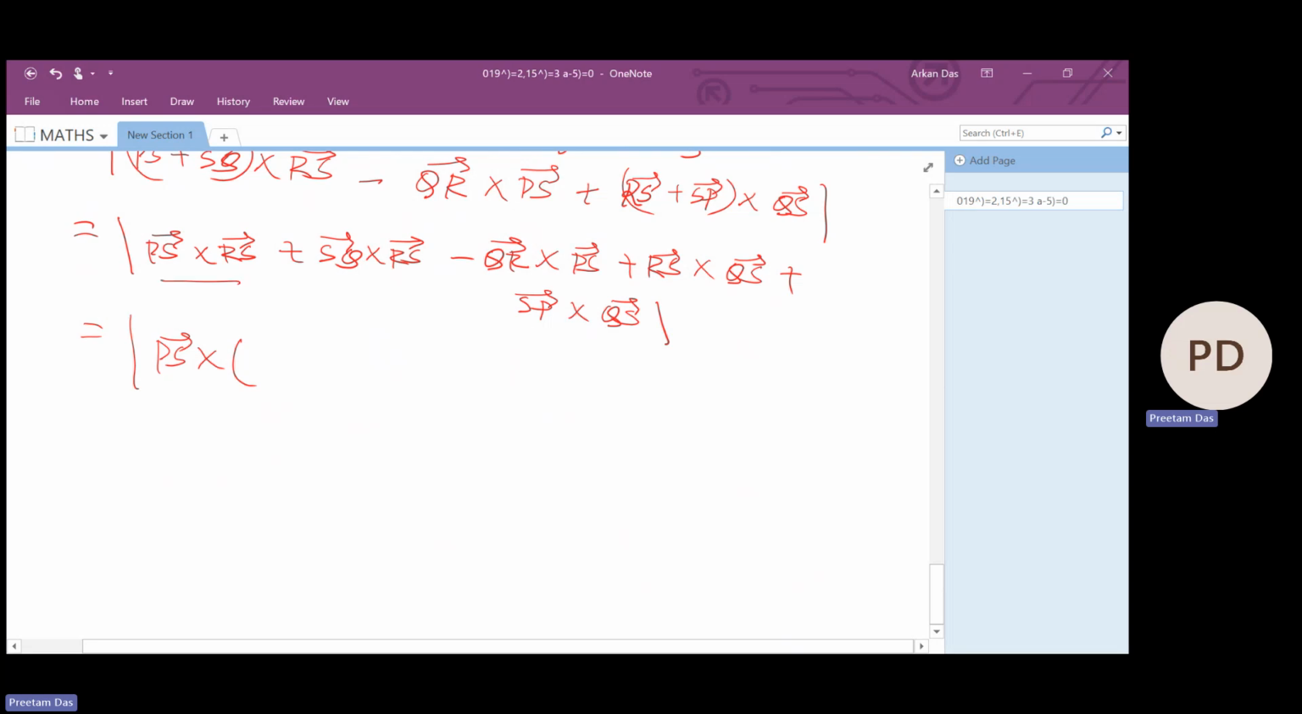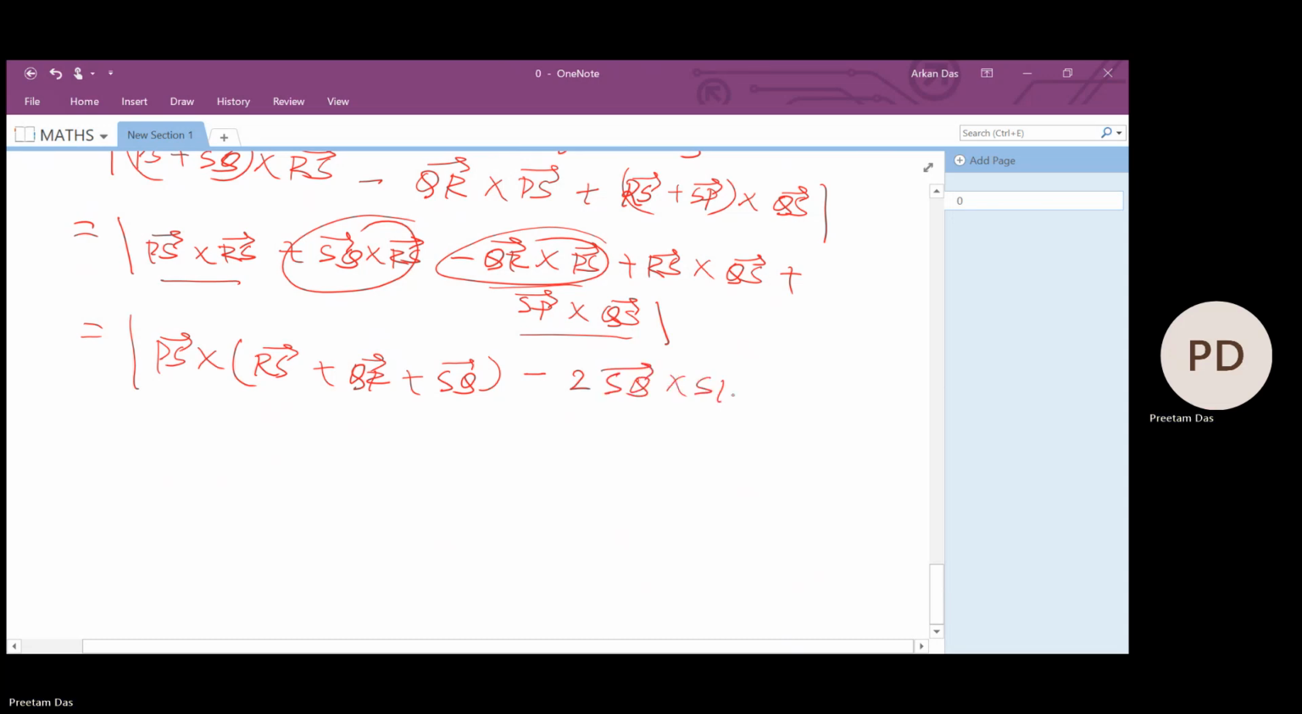This is 1, this is 1 and this is 1. You have to arrange PS accordingly. So if you arrange PS accordingly, you will get RS plus QR plus SQ. And then minus the remaining two vectors, these two. You can see we can combine them as one. We can write it as 2 times SQ cross SR.